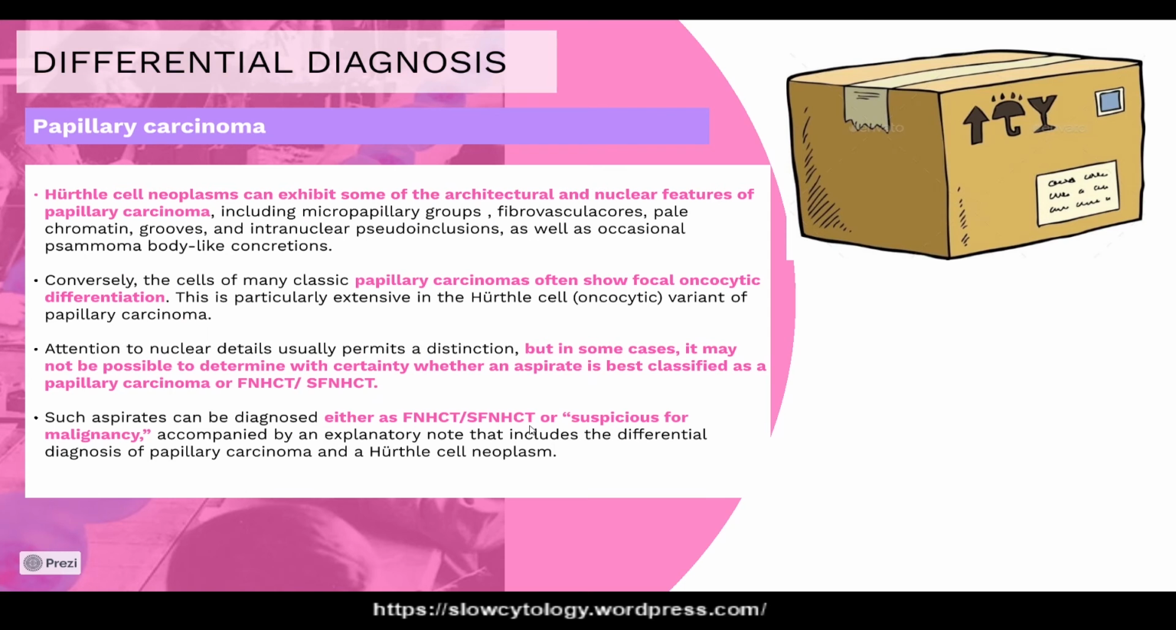Hurthle cell neoplasm can exhibit some of the architectural and nuclear features of papillary carcinoma. On the other hand, papillary carcinoma often shows focal oncocytic differentiation. Attention to nuclear details usually permits a distinction.